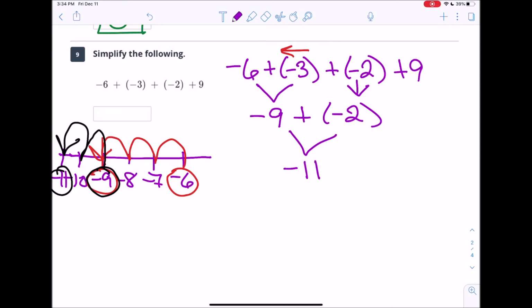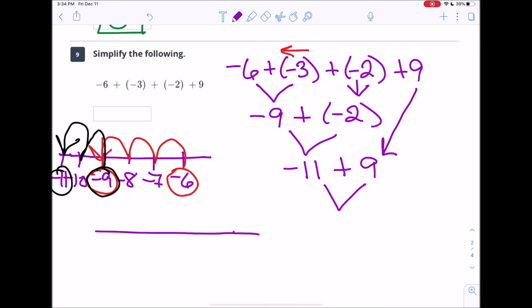And now we're ready to add that last number, the +9. So we're just dropping down this +9, and now we're going to add these two together. So once again, I'm going to draw a new number line because that one's getting a little too squished.